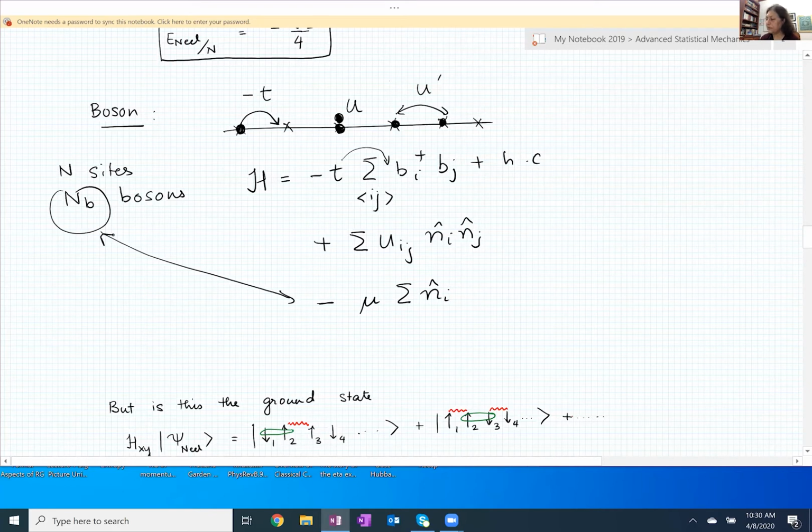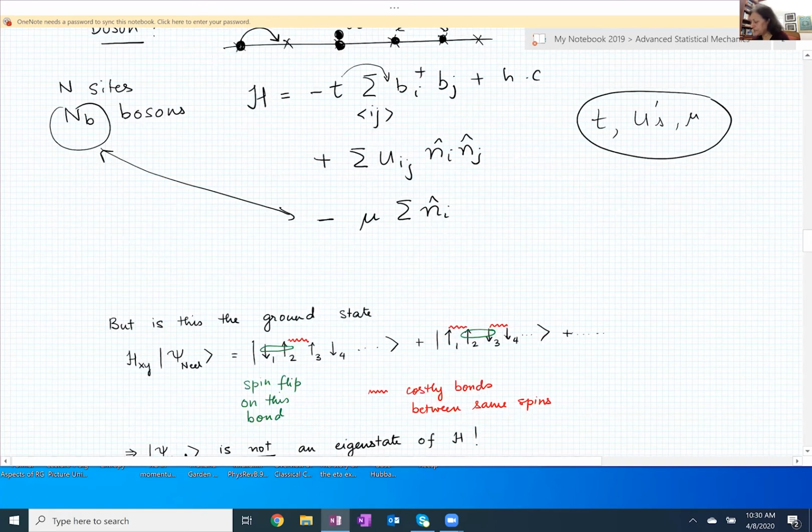Okay. Now you can construct a phase diagram in the parameter space of T, all of these U's and mu. In this space, you can construct a phase diagram. Is that clear? Yes. Okay. So that's kind of the most general problem.